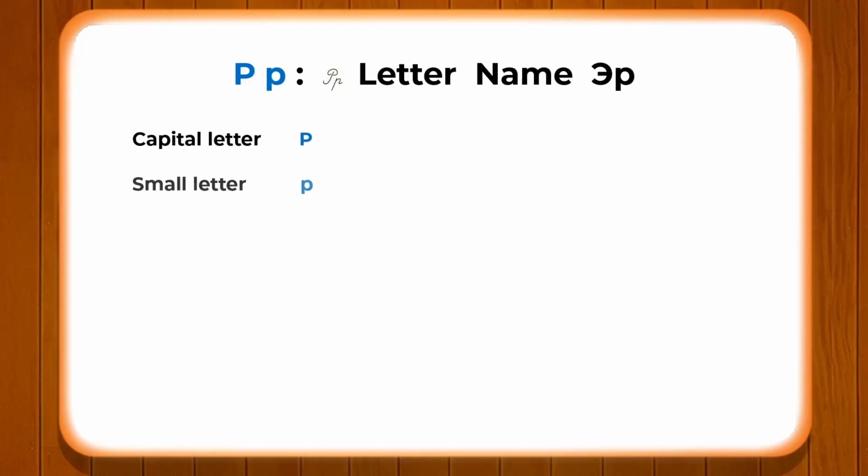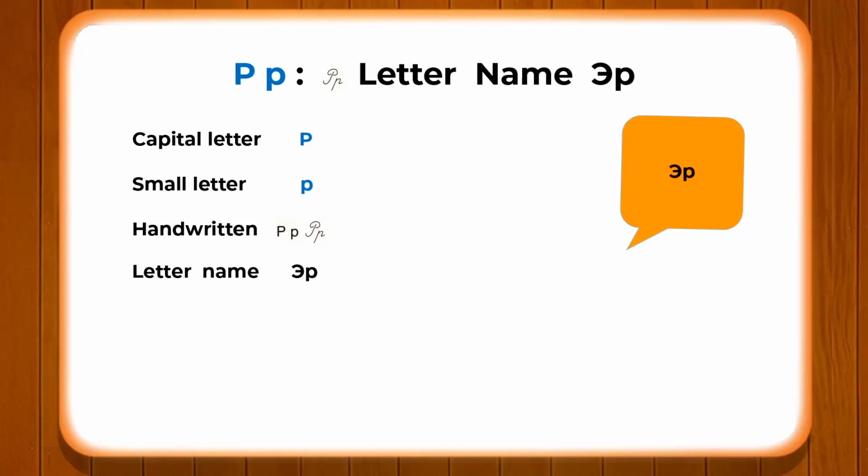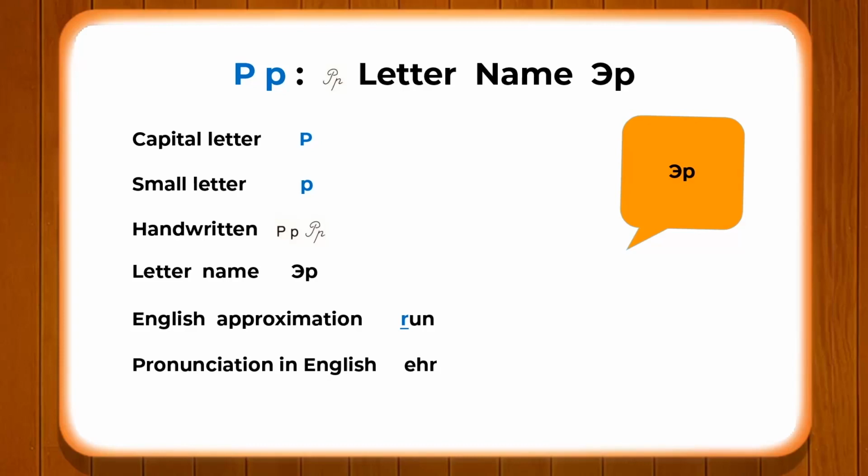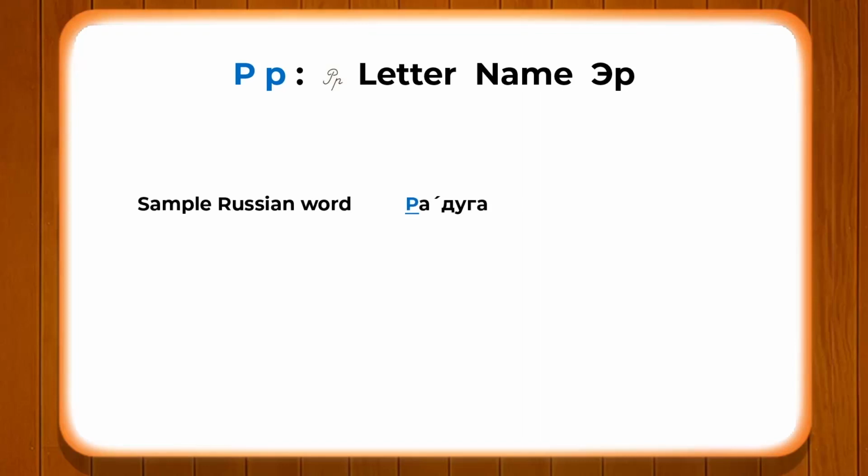Alright, now let us go to the next letter. The letter is R, like in the English word run, and the sample Russian word which we have used so that you understand it properly is raduga, which means rainbow.